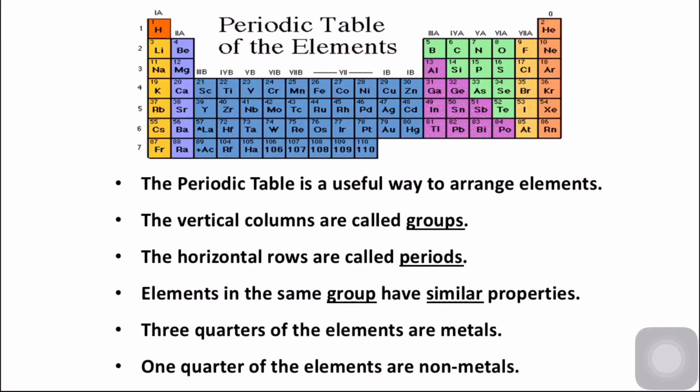The periodic table is a useful way to arrange elements. It is based on the arrangement of Dmitri Mendeleev. The vertical columns are called groups, while the horizontal rows are called periods. Elements in the same group have similar properties. For example, in group 18 are all noble gases. 3/4 of the elements are metals. 1/4 of the elements are nonmetals. That's why the majority of the elements in the periodic table are metallic.